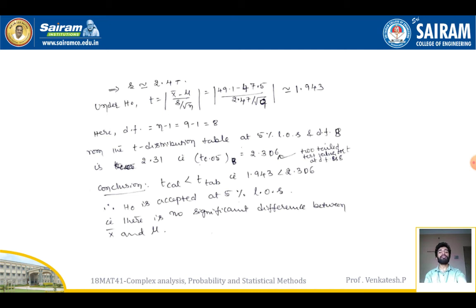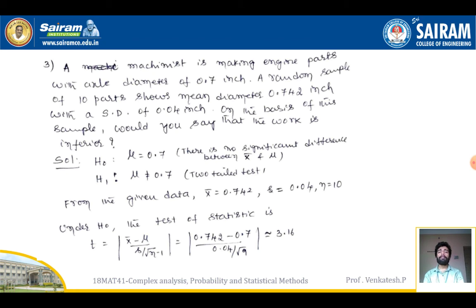Always, if the obtained value is less than the table value, we can accept the null hypothesis. So H0 is accepted at 5% level of significance. I can conclude there is no significant difference between x bar and mu. Suppose if it is greater, we can conclude there is a significant difference between x bar and mu.